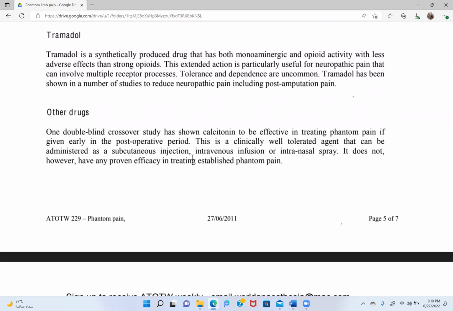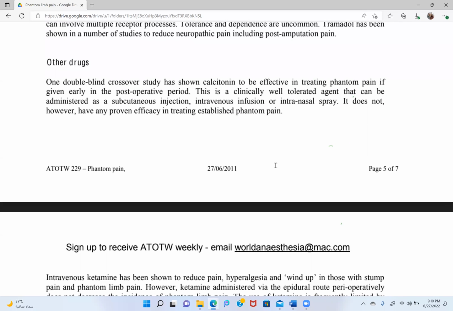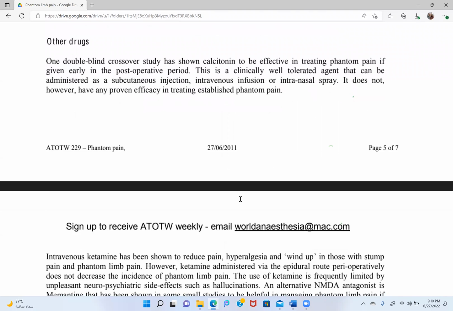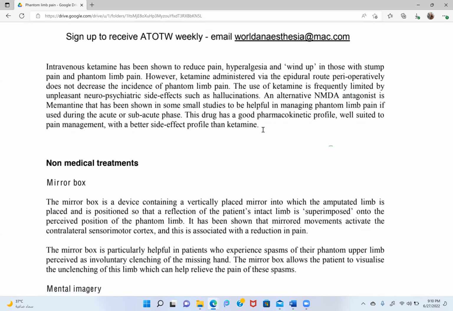This one, calcitonin, it is written here. I was reading about it because I have never used it, so I have no idea how to use this calcitonin. It was written somewhere here, I think. Anyways, the role of ketamine is of utmost importance. Clonidine, as she told, and then some of these novel medications.